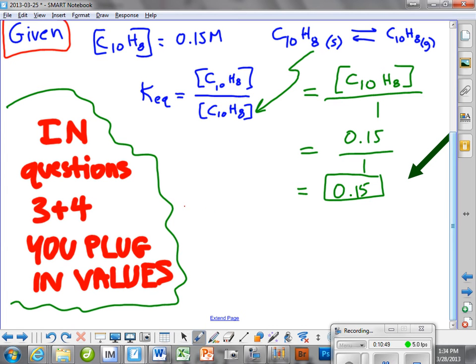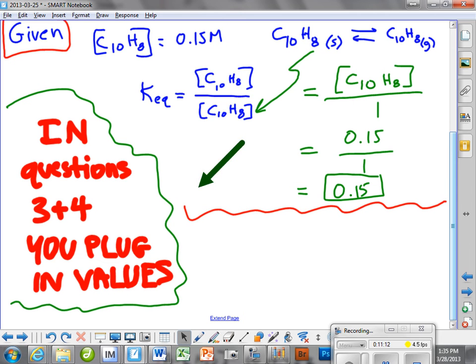I'm going to do a second problem with the same reactant and product, only we're going to switch them. How do you get the 0.15? That 0.15 is a given. The given is right here. That's where that came from.